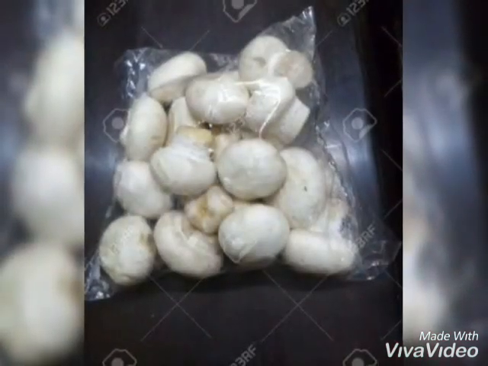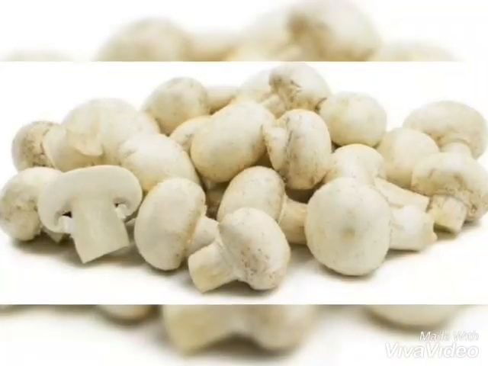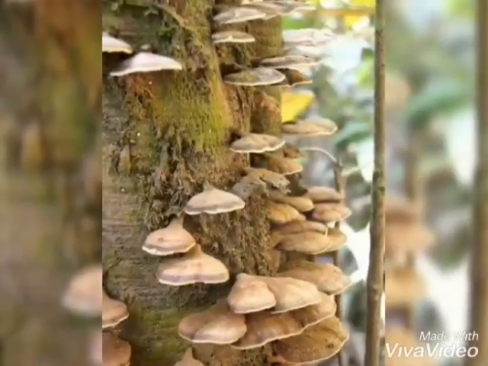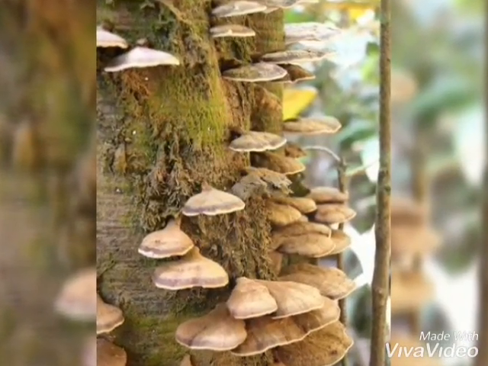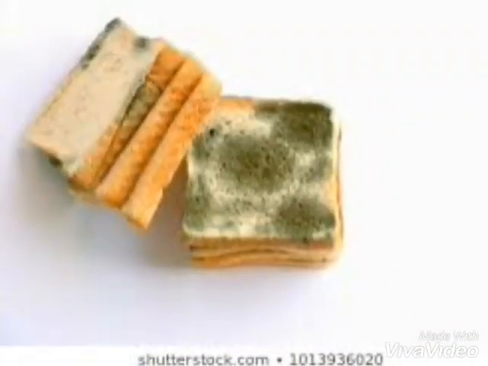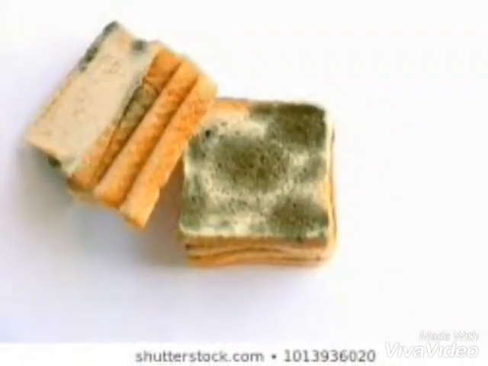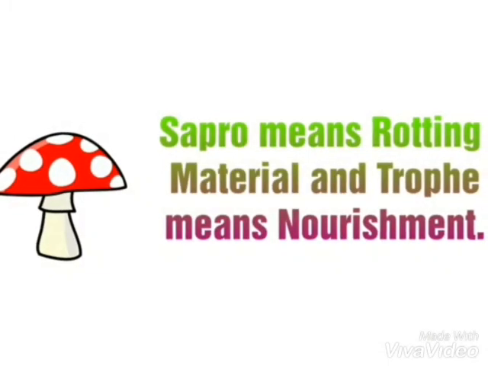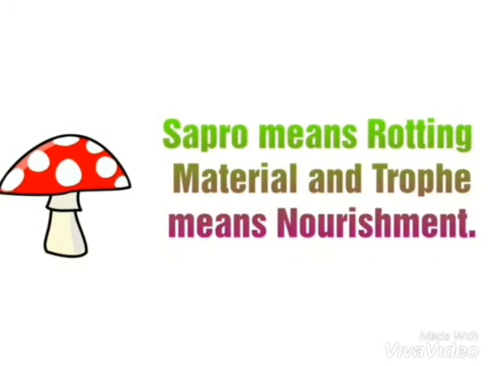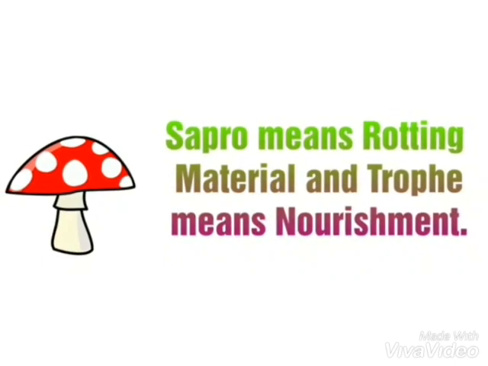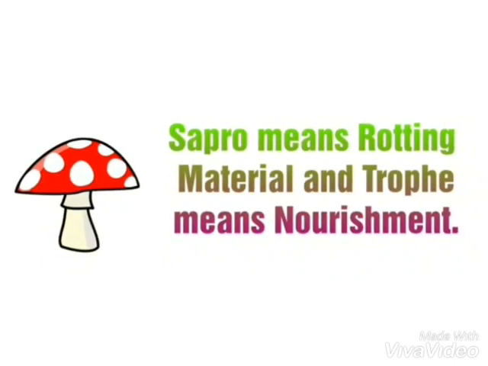In vegetable shops, you might have seen packets of mushrooms, or sometimes you might have seen fluffy umbrella-like patches on woods during rainy season, or a grey patch on moist bread kept outside for 2 or 3 days. Do you know what these organisms are and how they get their nutrition? These organisms are called fungi or saprotrophs.